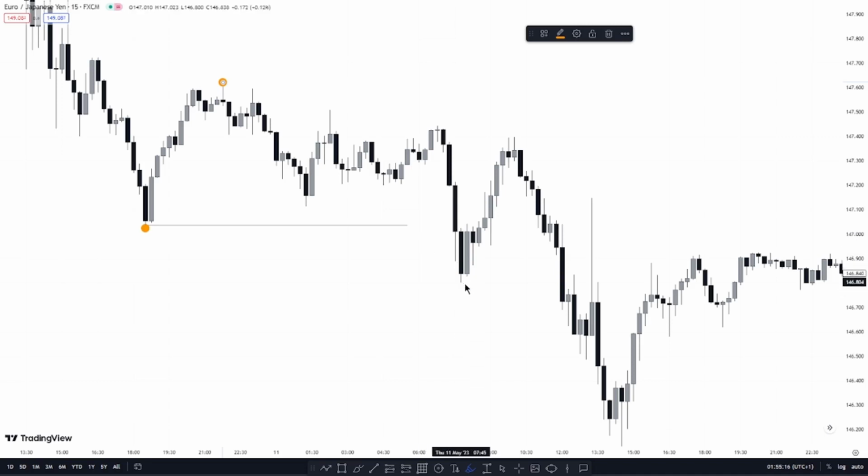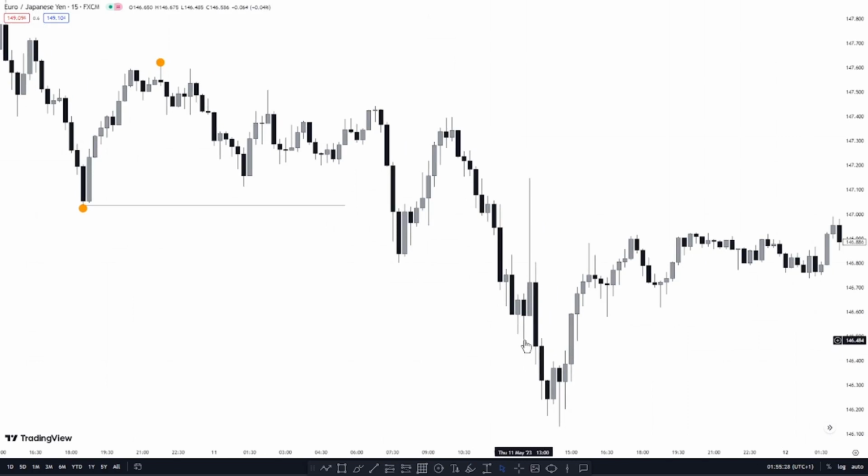Is this your valid low? Of course not. This is not your valid low. So we leave that out, and then we go to the next one. Is this your valid low here? Take a look at it. Well, this will be your valid low. Why? Because it has taken out the first internal structure high to create this higher high, and therefore this becomes your valid low.